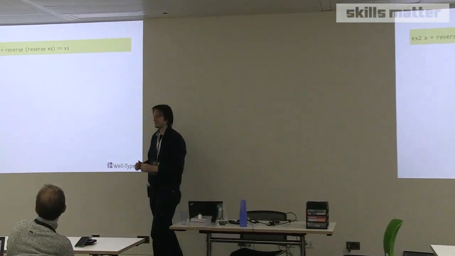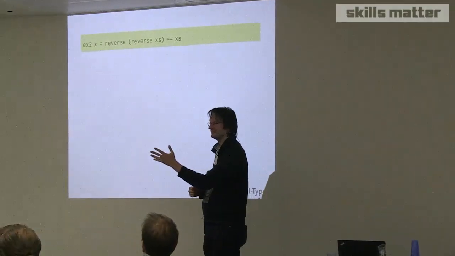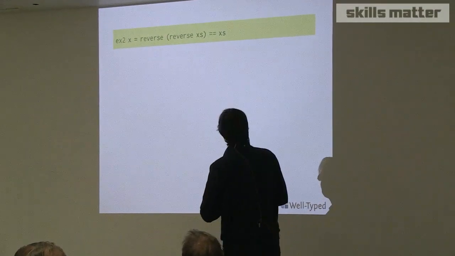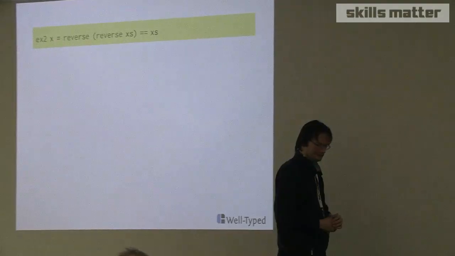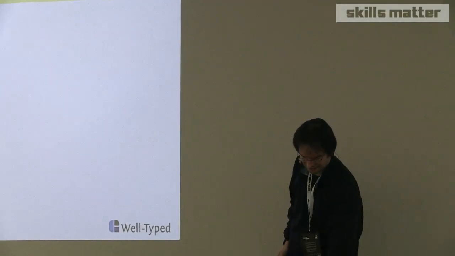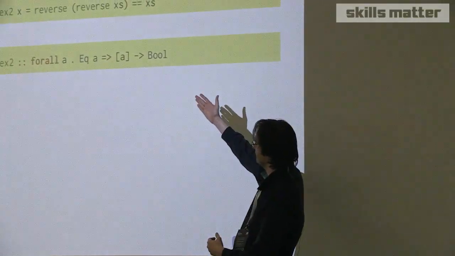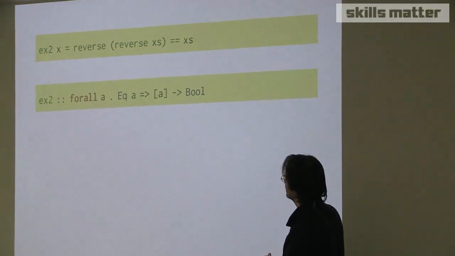I hear a lot of mumbling. So who wants to say something? Somewhere here. List of A to bool. For any A? Oh, okay. Right. For all A, if A is in the equals class, list of A to bool.